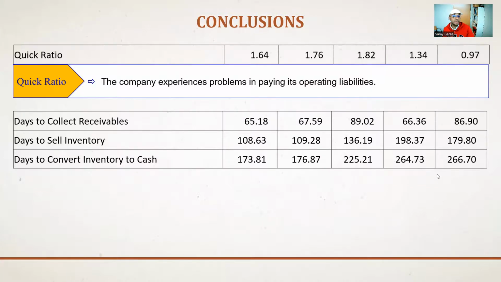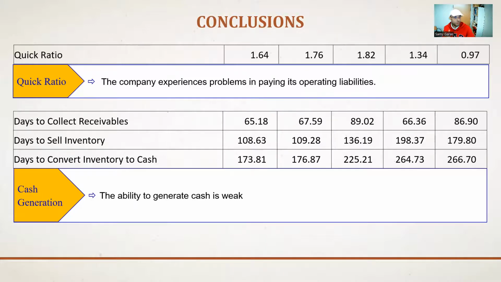Now let us look at the inventory and the receivables. The days to collect the receivables were 65.18. By 2016, it became 86.9, which means now it takes more time for the company to collect the due balances from the receivables. The days to sell the inventory was 108. Now it became 179. So now it takes the company more time to sell the inventory. So we predict that the company is facing some weakness in the collection cycle and in the sales cycle.